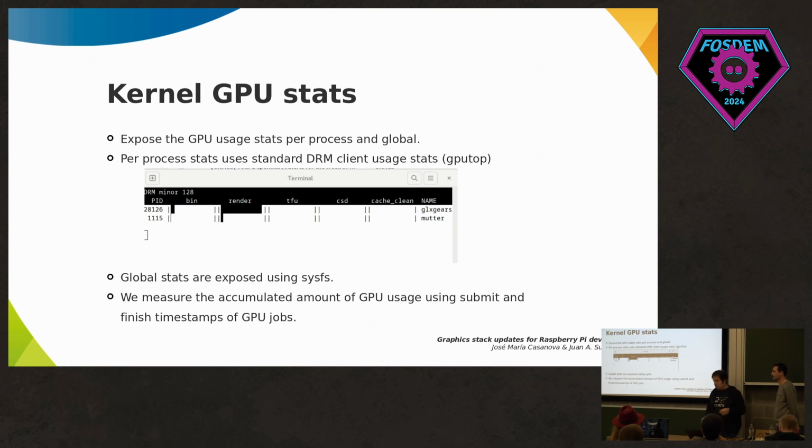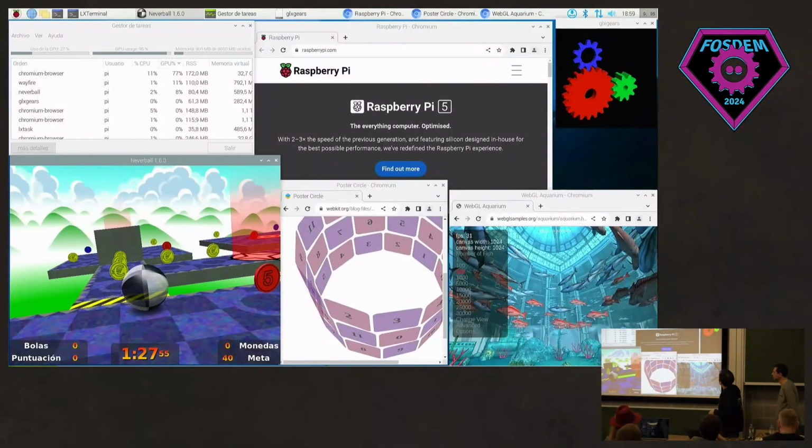The hardware lacks some features to provide the stats as other drivers do, for example, in Intel. So we went for a simpler approach: in the DRM scheduler, when we submit a job to the GPU, we get the timestamp, and when the job ends, we get the finished time. As we are only processing one job on each queue, we have the information about how much the GPU was used. So we can show here, for example, on the top right there is a graph with a widget where the users can check the GPU usage.